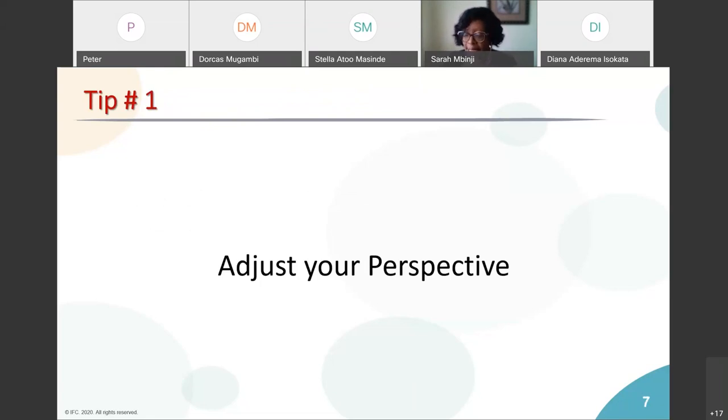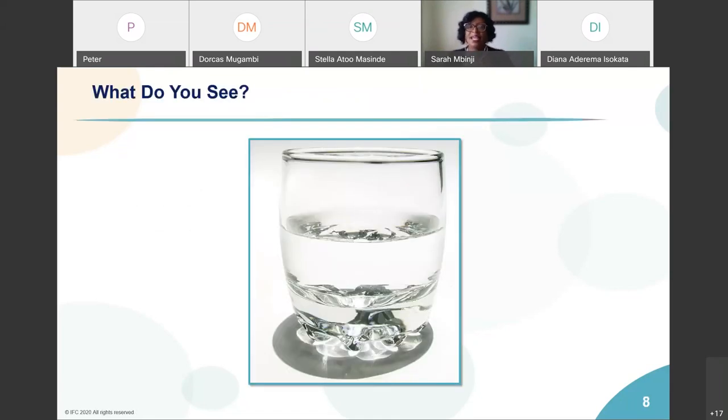Tip number one, adjust your perspective, or adjust your way of doing things, or maybe adjust your business plan. So I have put out a picture here and I want to ask this question. What do you see? Please go to the chat box and tell me what you see. I'll be taking in some responses. And as I wait for your responses, Diana, I'll hand over back to you, and perhaps you can read one or two comments that came in through the chat box as we give our participants an opportunity to say what they see. Diana, over to you. Thank you, Sarah.